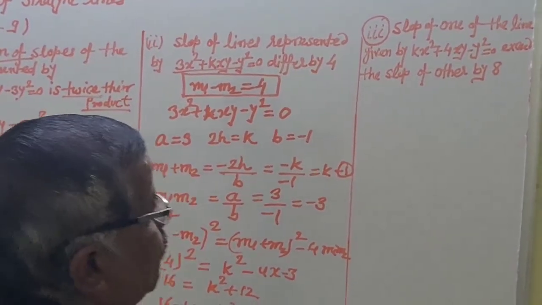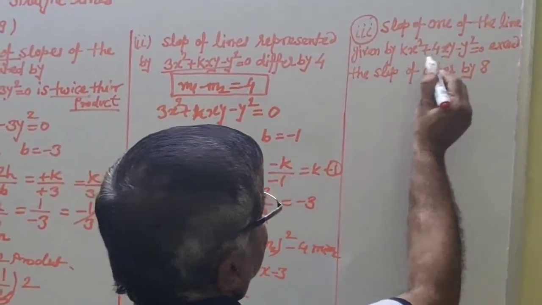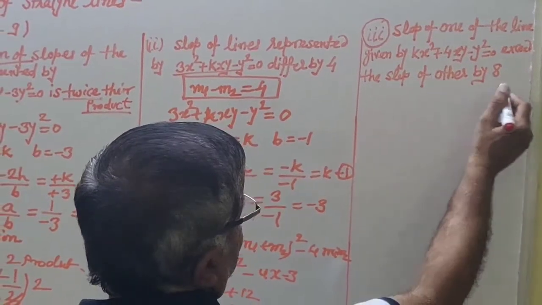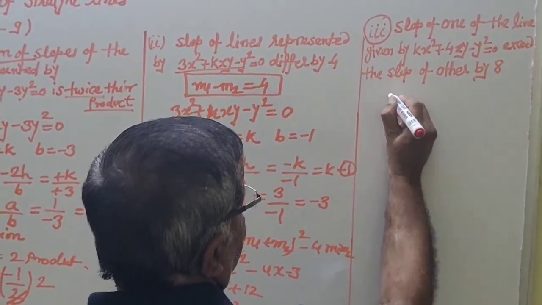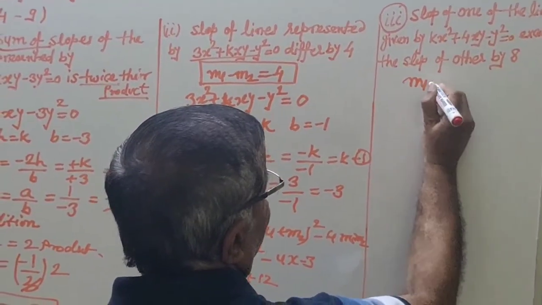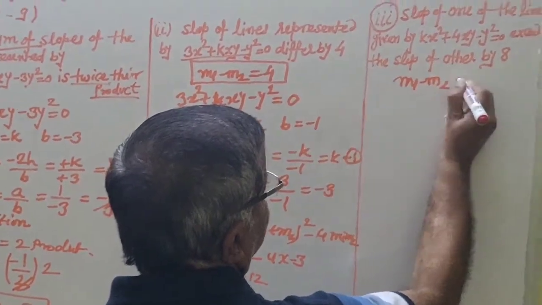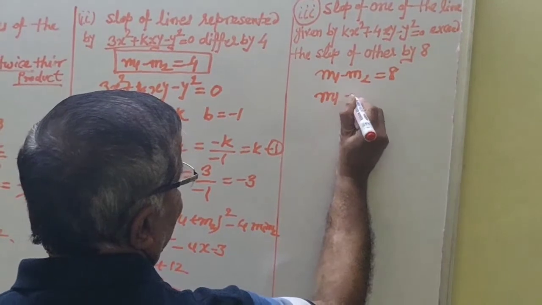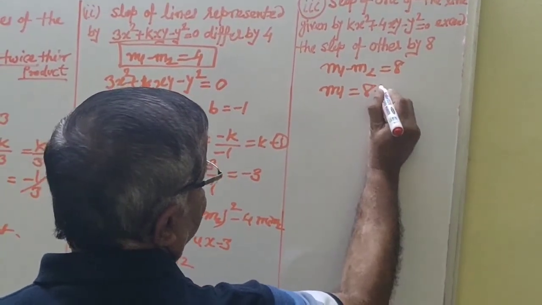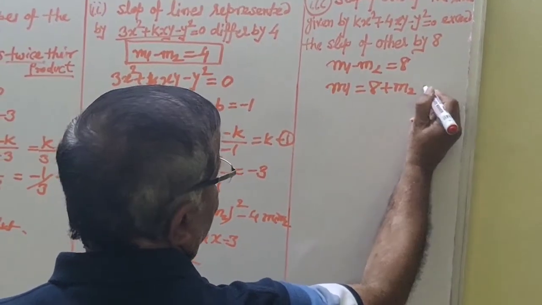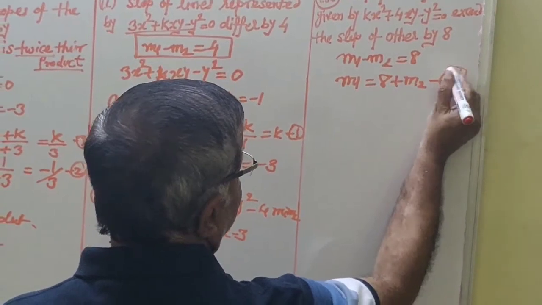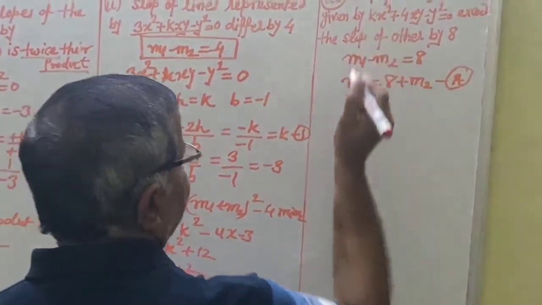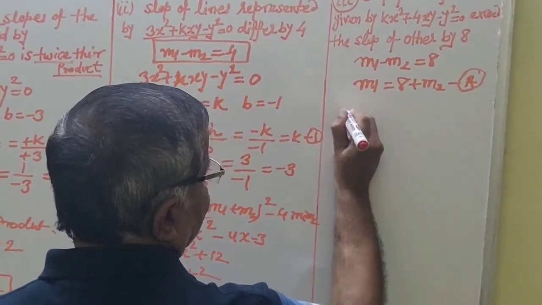If the slope of one line given by this equation exceeds the slope of the other line by 8, it means m1 minus m2 is equal to 8. Now I can write m1 is equal to 8 plus m2. You can solve this and assign this as a. Now you can find the sum and product from this equation.